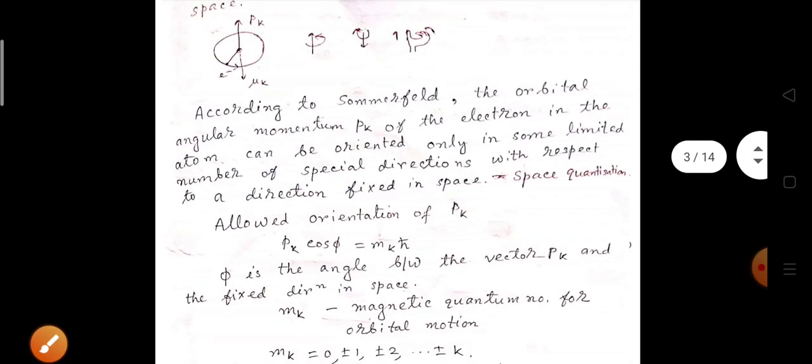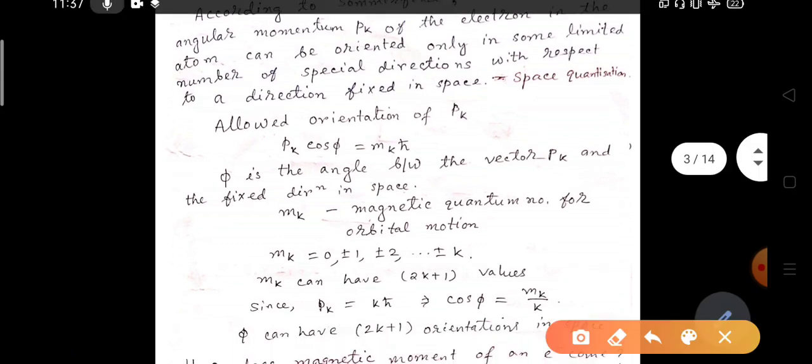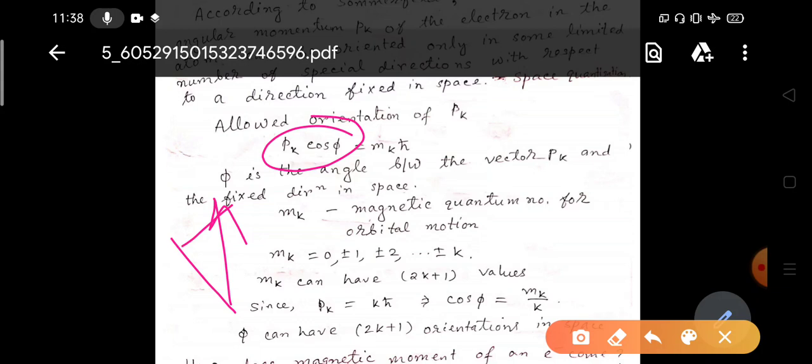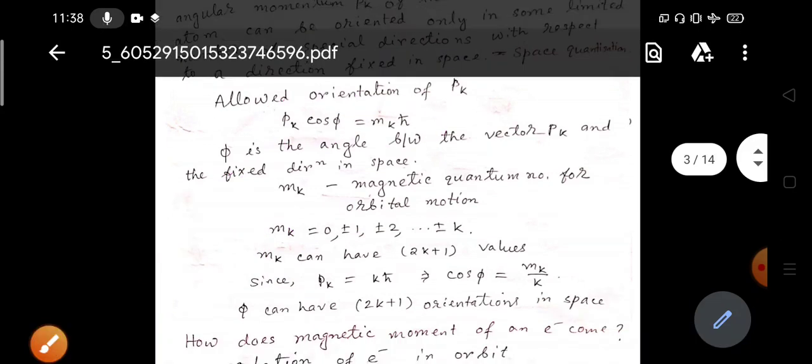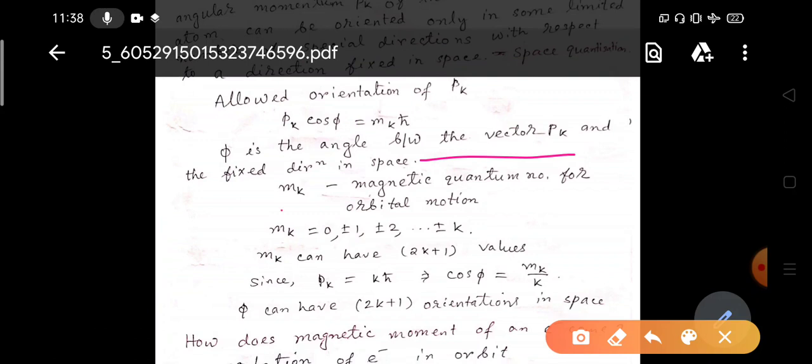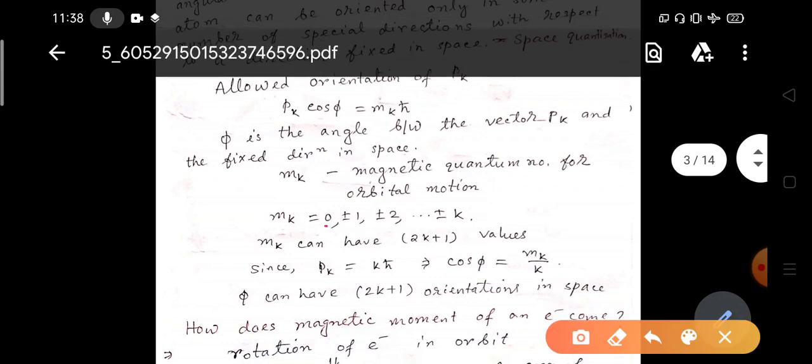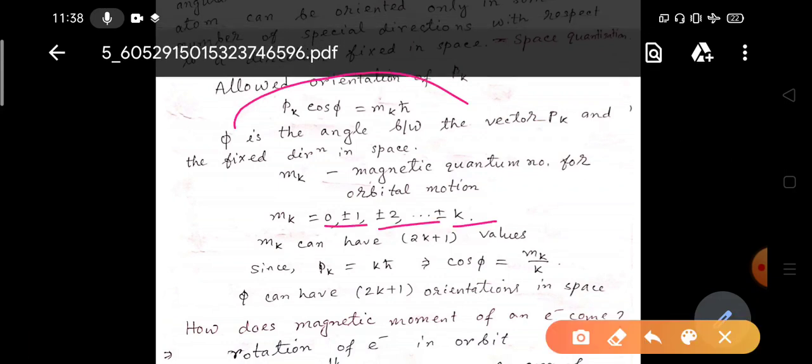And what will be the rule of this quantization? It is pk cos phi, because this is the projection. If this is pk, and the angle between pk and the fixed direction z is phi, the projection has a length of pk cos phi, and it should be confined in space with the value of quantization mk into h cross. So phi is the angle between the vector pk and the fixed direction, and mk is the magnetic quantum number for the orbital motion. Now mk can take only the values 0, plus minus 1, plus minus 2, up to plus minus k. So whenever you see this equation, you have to understand this.